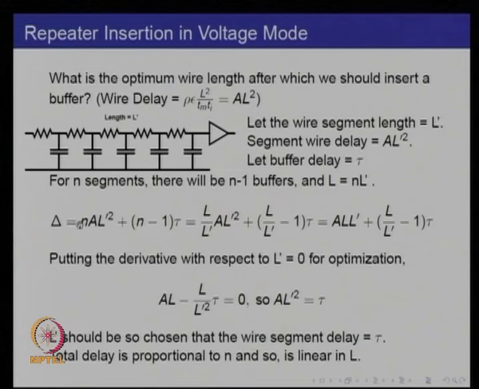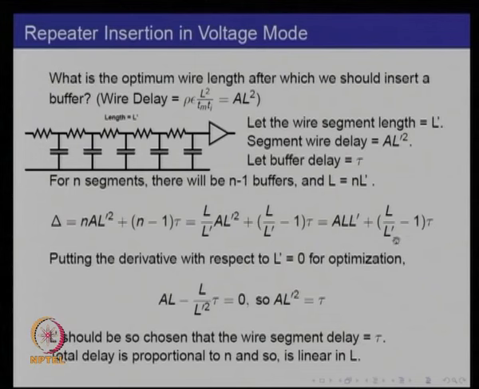Now, n is nothing but L by L prime. We have divided the length L into n segments of length L prime. Therefore, n can be put down in terms of L and L prime also. So, we substitute for n this L by L prime, and finally, we get for delay as this A L times L prime plus L divided by L prime minus 1 into tau.